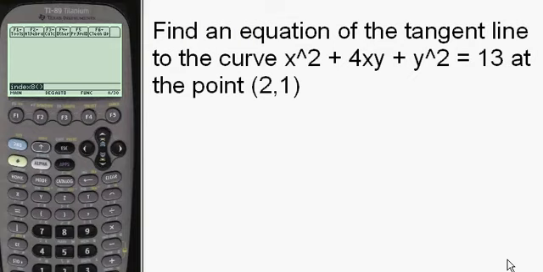This problem here, with the y involved in the function, is going to be implicit differentiation. We're going to find the equation of the tangent line to the curve at the point (2, 1), 2 being x and 1 being y.